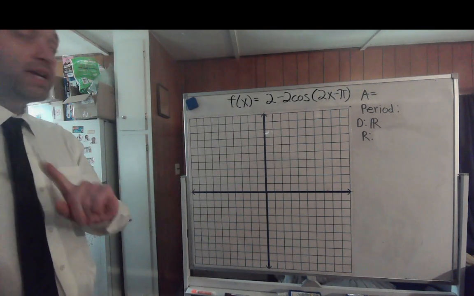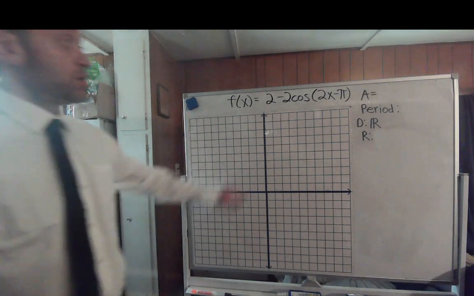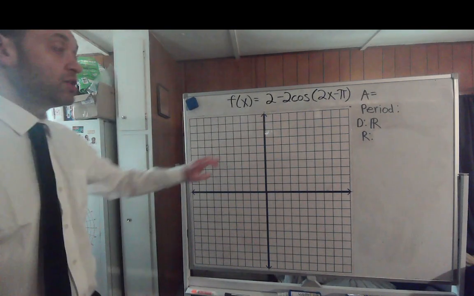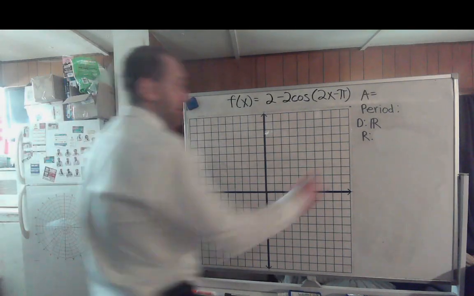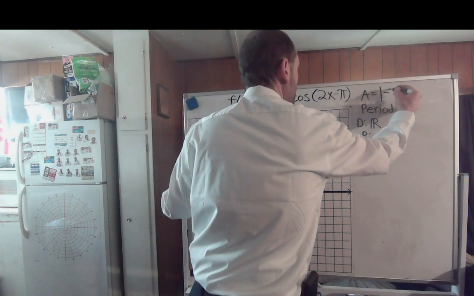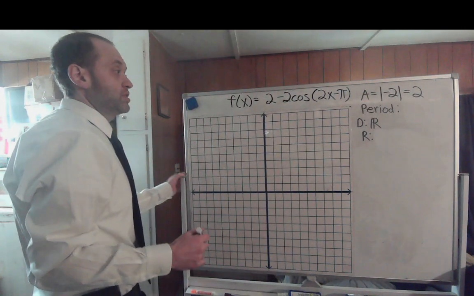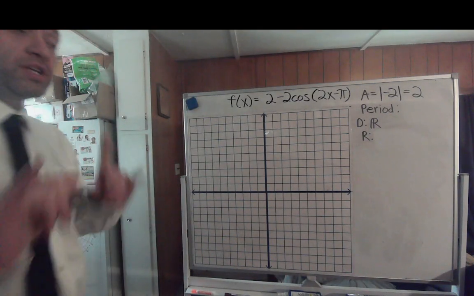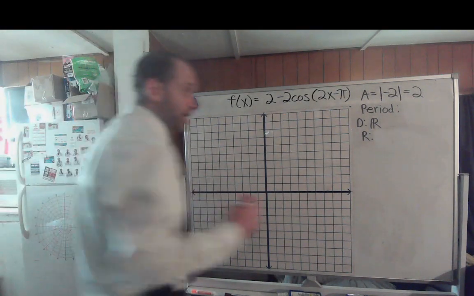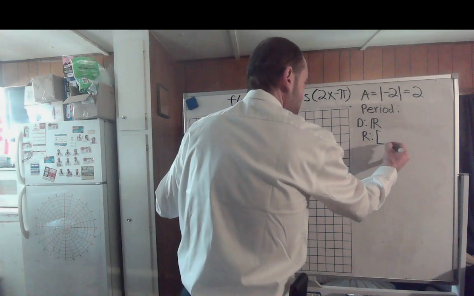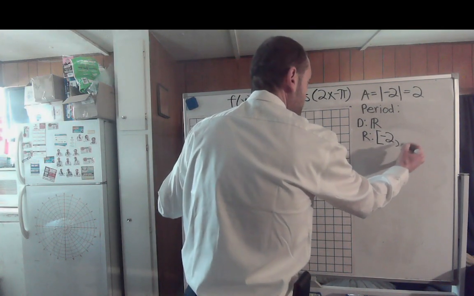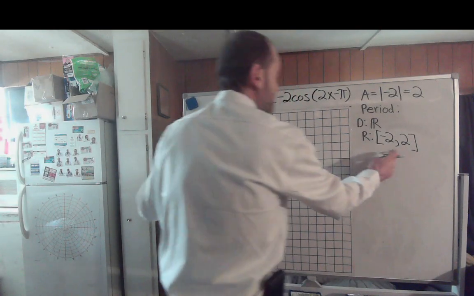Well, let's start with the amplitude. You have a -2 coefficient on the cosine. So the amplitude is the absolute value of -2, which would just be +2. So there's your amplitude. And this is going to preliminarily affect your range from -1 to 1 to become -2 to 2. So always start with that.